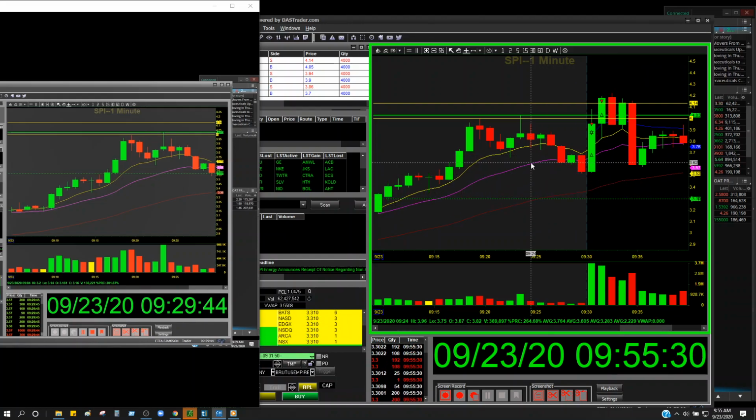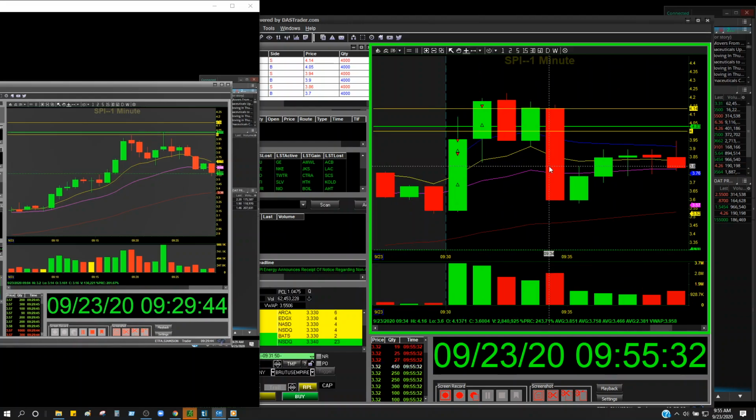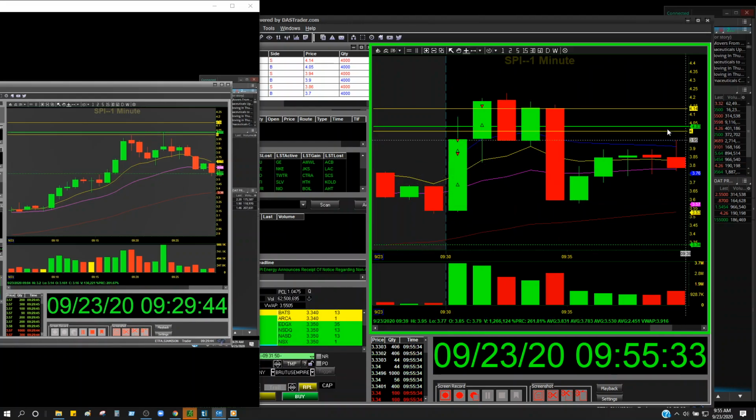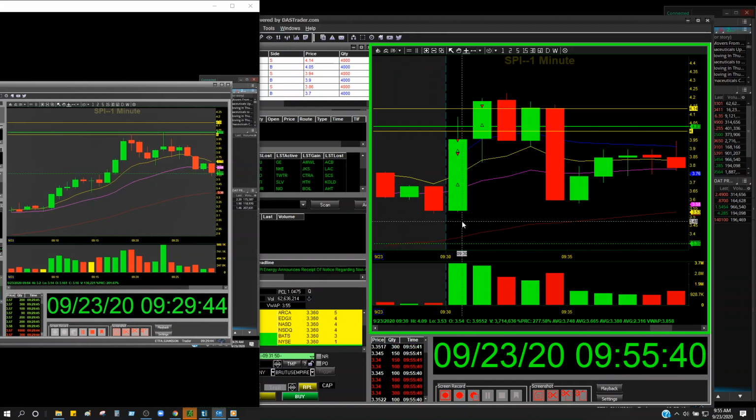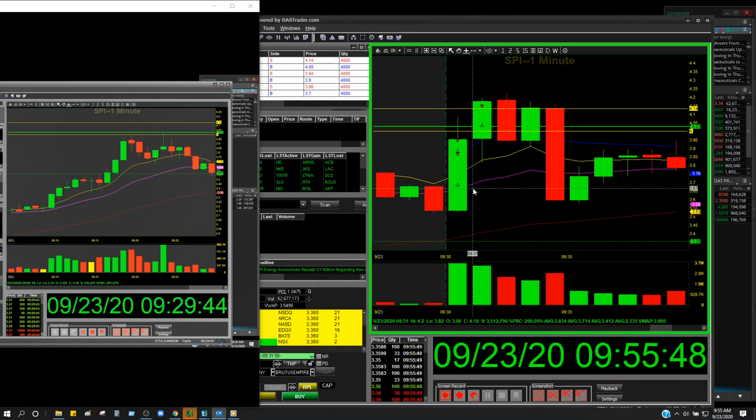So, let's zoom in a little bit. This morning we identified SPI. SPI was basically one of our leading gappers this morning, one of our leading top gainers. So this was the one we wanted to trade.